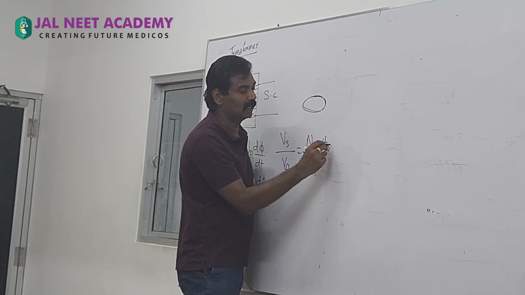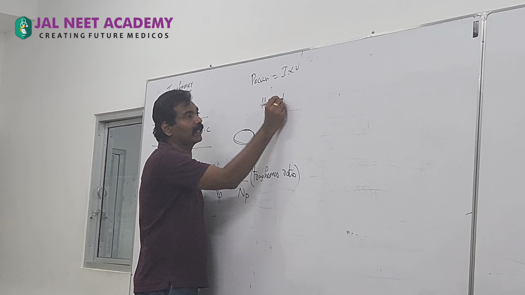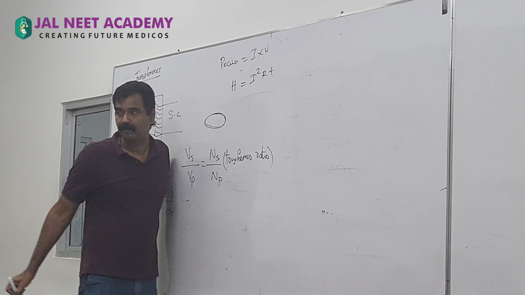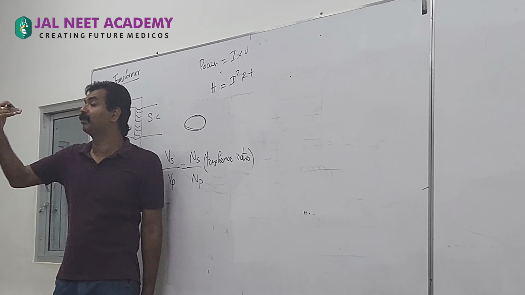Suppose you have to step up the voltage at a power station. When the voltage is increased, the current intensity will decrease, because power equals current into voltage. When current decreases, the Joule heating effect, I squared R T, will reduce. So you can minimize the power loss.